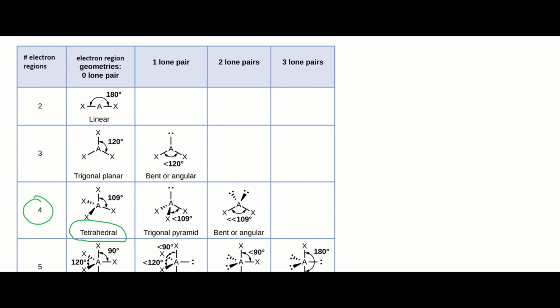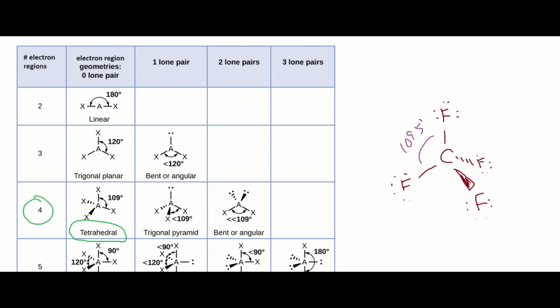So let's draw that using the line dash wedge. Put carbon there, put fluorine on the plane of the screen. This one is 109.5. And this fluorine is coming out at you, out of the screen, and this one is going behind the screen. Let's give them their valence electrons.